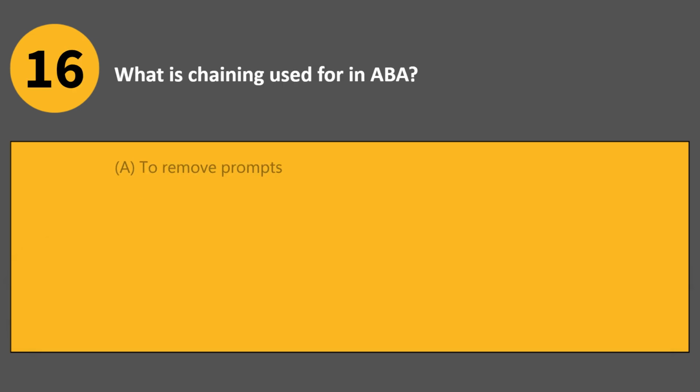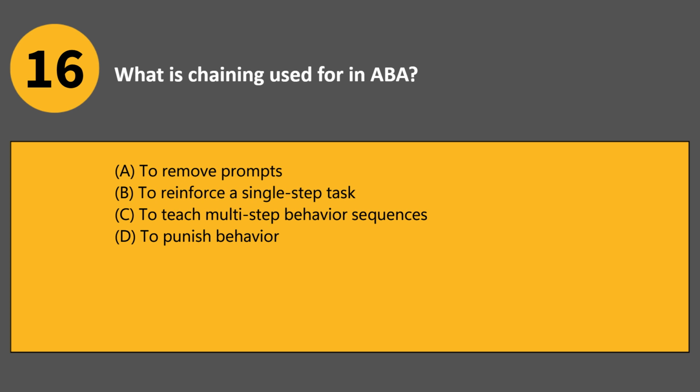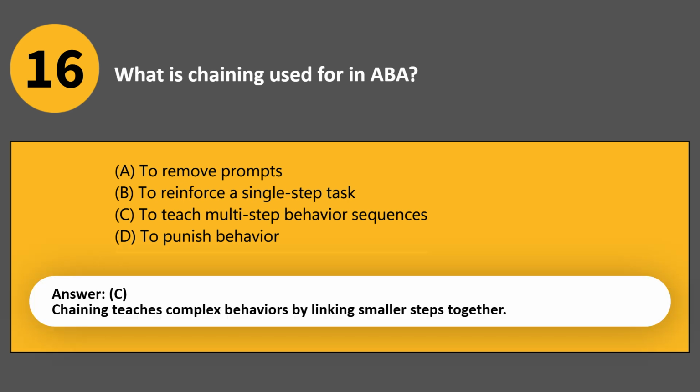What is chaining used for in ABA? A. To remove prompts. B. To reinforce a single-step task. C. To teach multi-step behavior sequences. D. To punish behavior. Answer: C. Chaining teaches complex behaviors by linking smaller steps together.